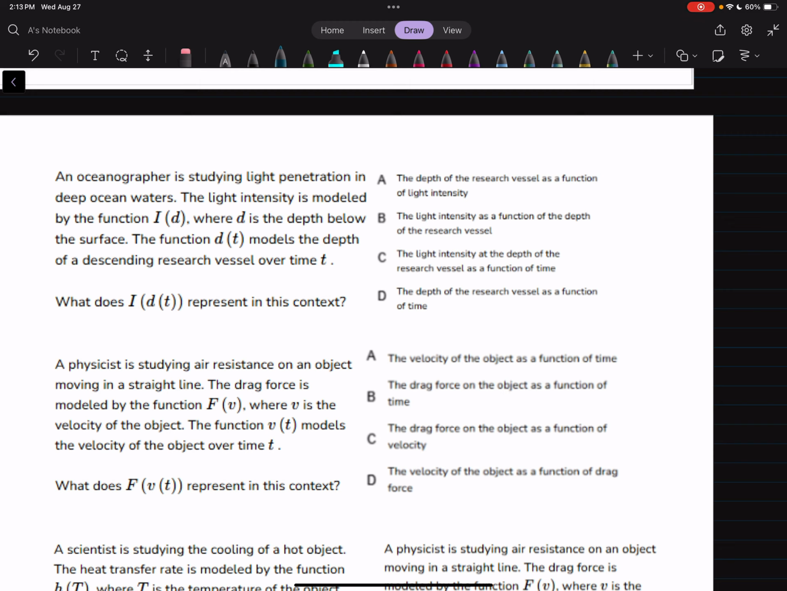Well, f is the drag force. So I know I'm going to be talking about the drag force as a function of something. So it's not the velocity for A or for D. And I'm wanting v of t. Well, the t is on the innermost part, so that is what I'm talking about the function of. What is t? T is time. This is the drag force on an object as a function of time. B is the correct answer.